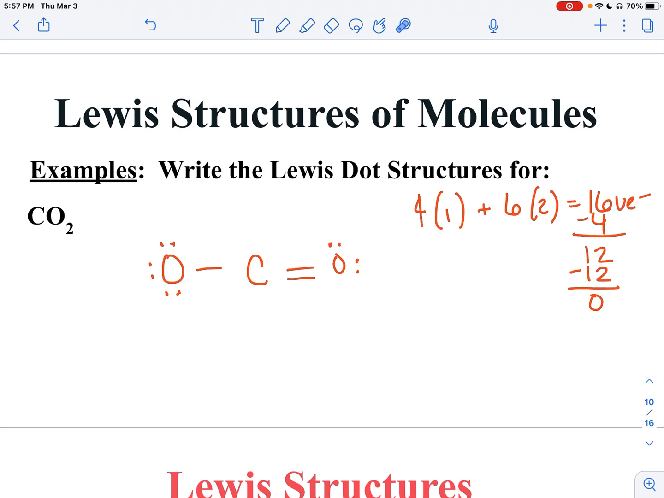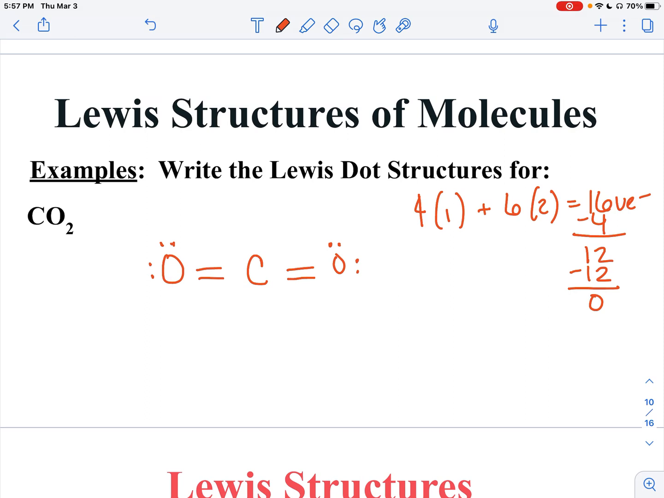1, 2, 3, 4, 5, 6, 7, 8, because each line is worth 2. But carbon now has 6. So if we do the same thing on the other side, now we have everyone following the octet rule.